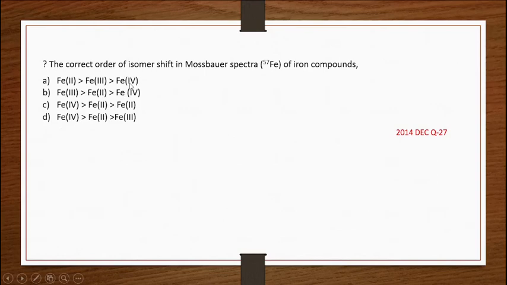Fe2+ greater than Fe3+ greater than Fe4+. So as oxidation state increases, isomer shift decreases. Option A is the right answer.